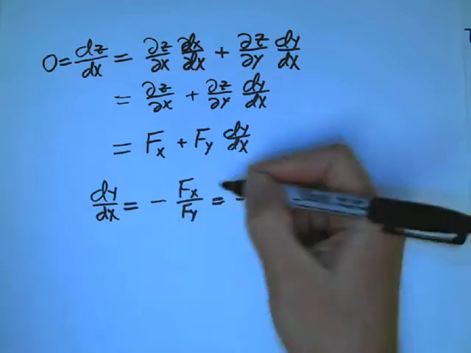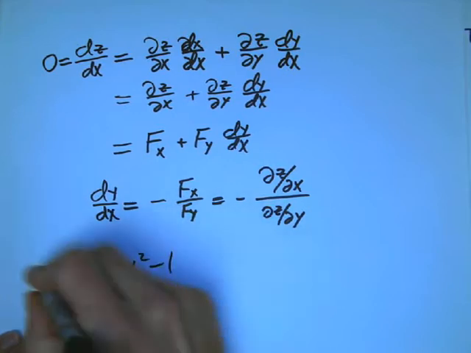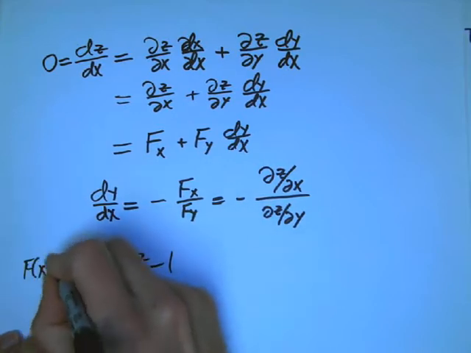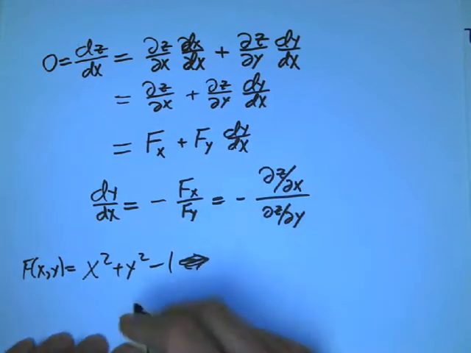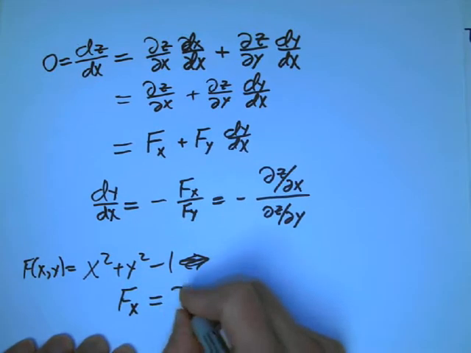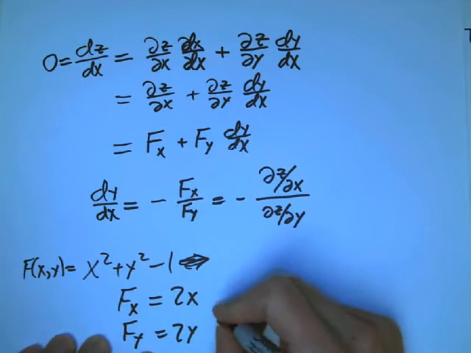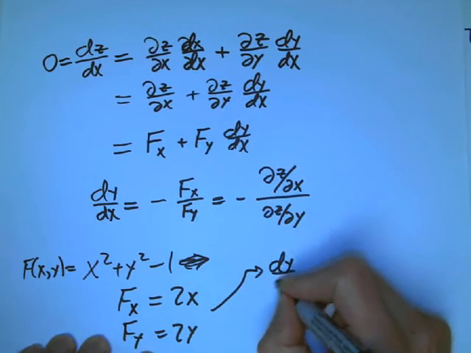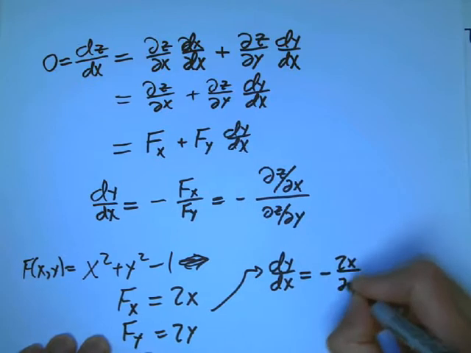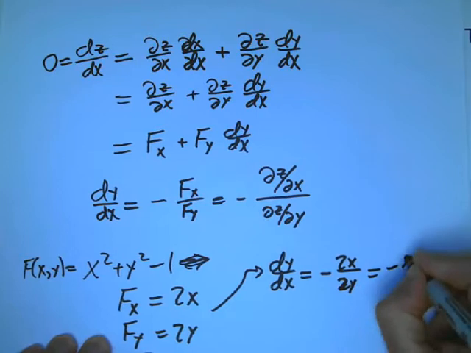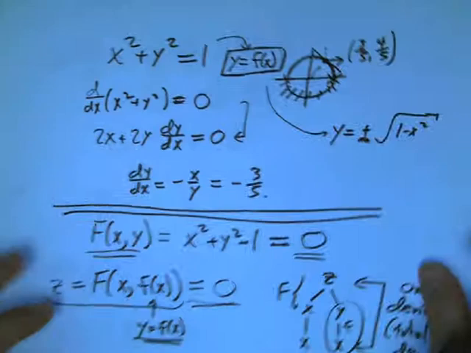Let's see, for this example, if big F of x, y is x squared plus y squared minus 1, then big Fx is 2x, big Fy is 2y, and I get that dy/dx is minus 2x over 2y, which is minus x over y. It's the same answer that we got in this way. And those 2x and those 2y, those are exactly those partials showing up. This isn't really a new way to do it.